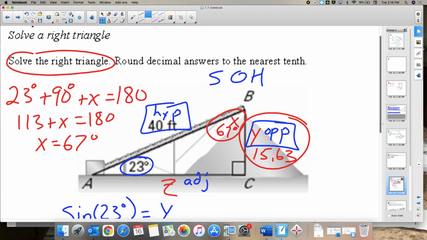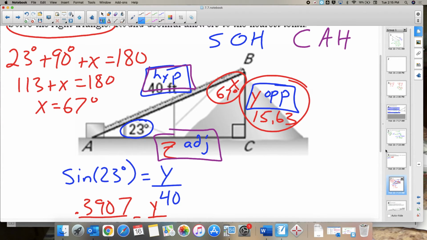We still need to find z. So if I wanted to find z, we now have the adjacent and the hypotenuse. That is the A and the H. That is our CAH from SOHCAHTOA. So I can do the cosine of 23 equals adjacent is z, hypotenuse is 40.